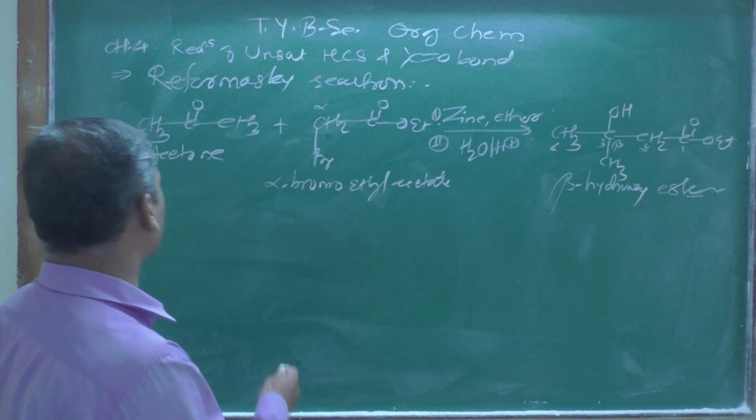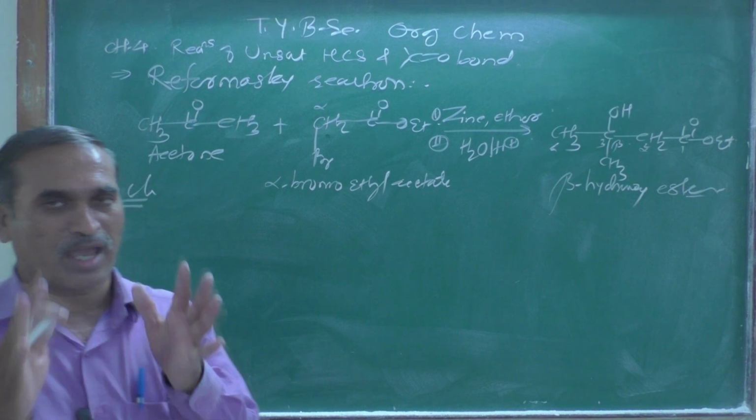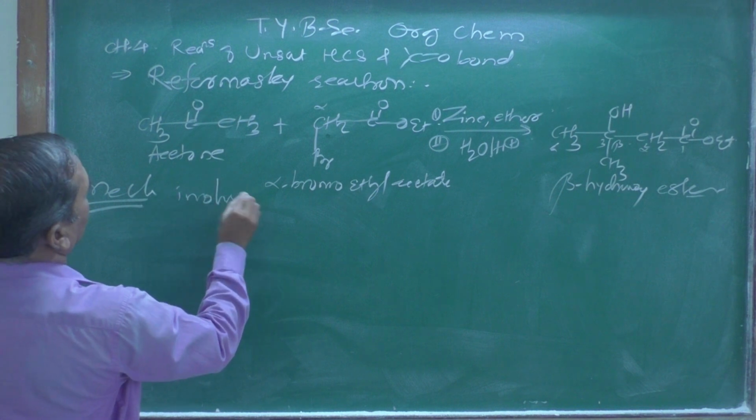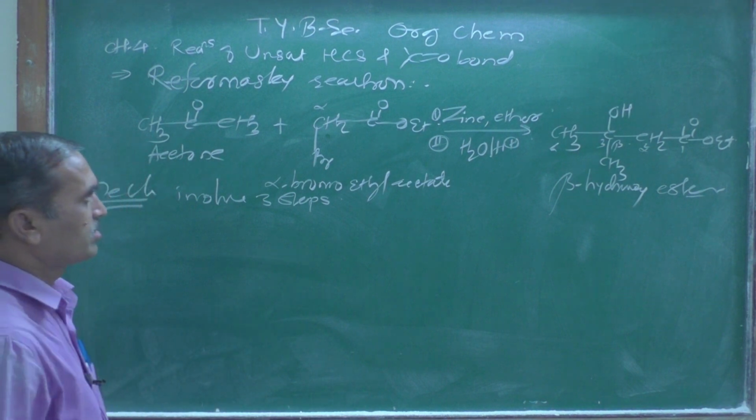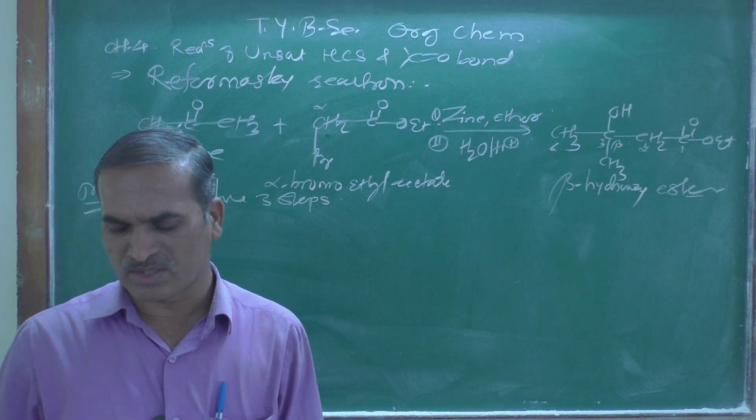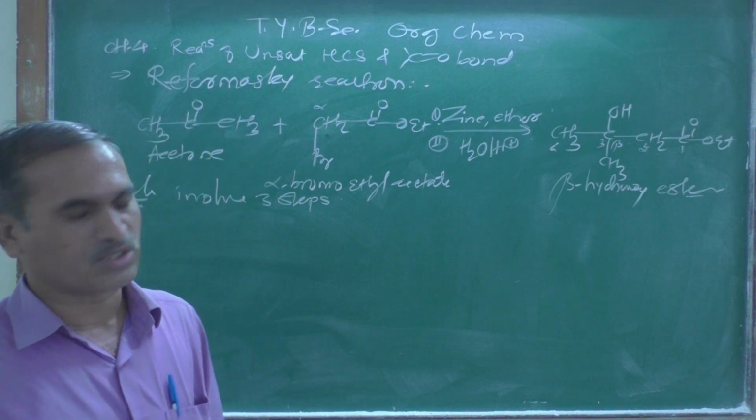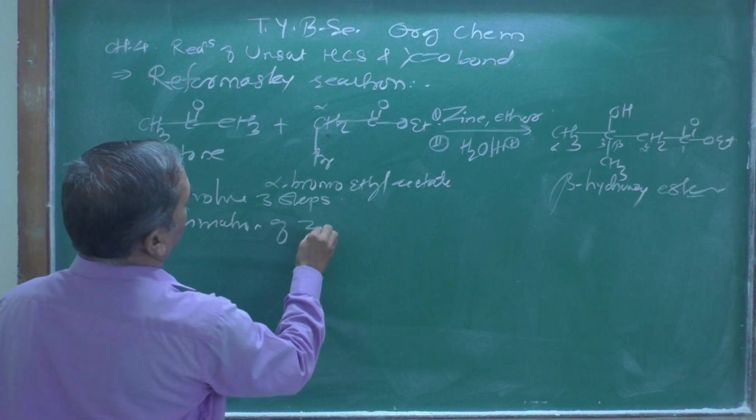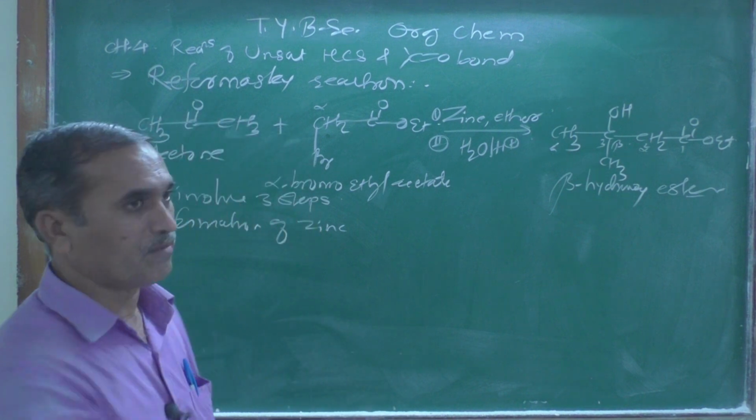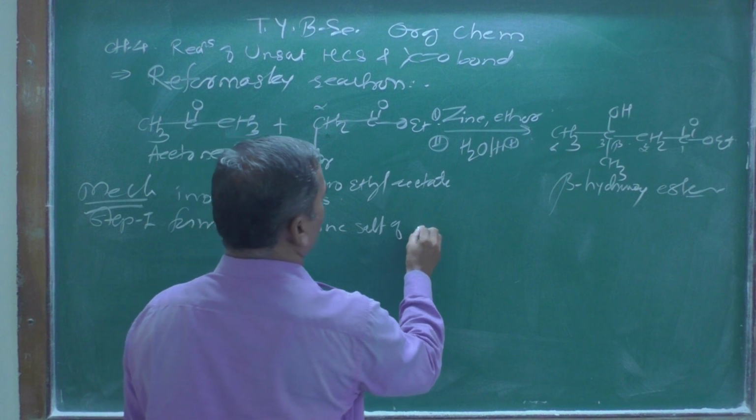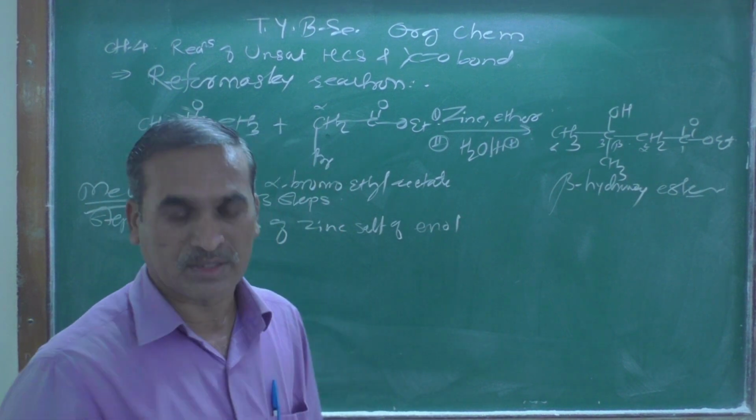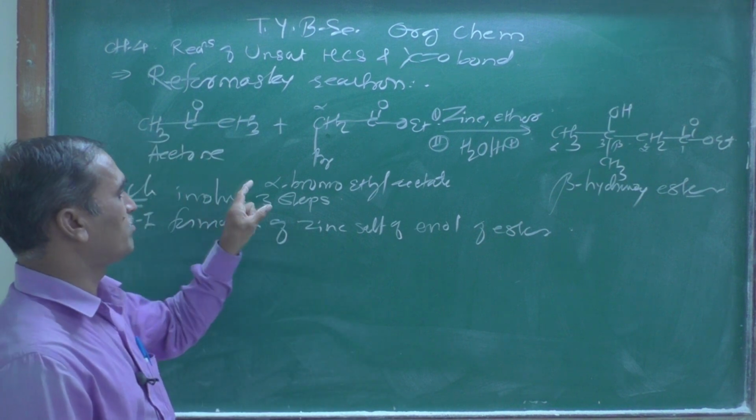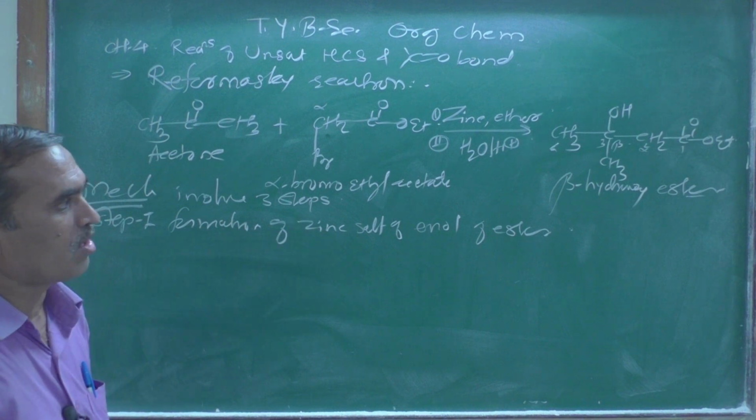Now let us look at the mechanism over here. The mechanism involves 3 steps. Let us look at it step by step. First step is the formation of the zinc salt of the enol of the ester. The mechanism involves 3 steps. Step number one, formation of the zinc salt of the enol ester.